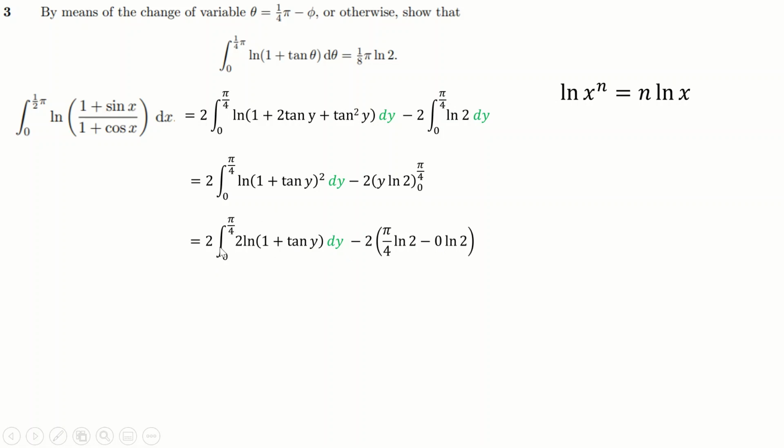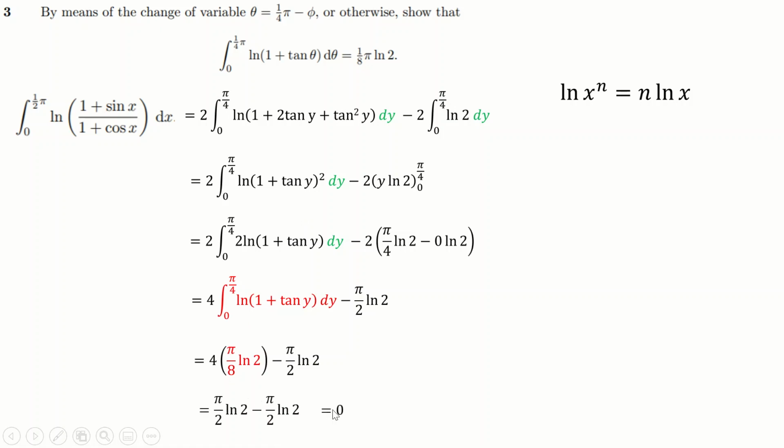But now focusing on this still, this 2 can just move out to become 4 lots of, and I've put this in red because I'm so happy with it. That is exactly what I know the answer to. I've done this a couple of times now. I know the answer is this. Of course, this goes away, times that by 2, you get pi over 2 log 2. But this, I know the answer to is that, so I'm going to put that in. 4 times pi over 8 is pi over 2, and I end up with a beautiful answer of 0.